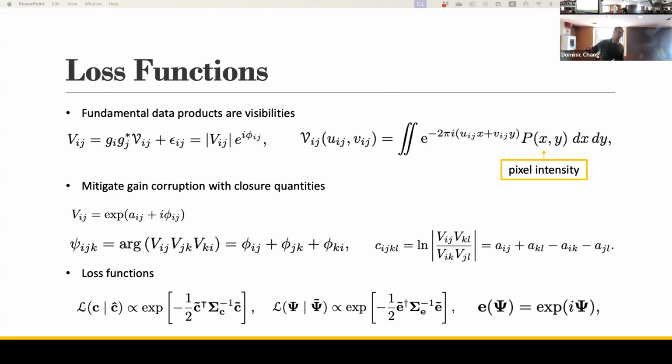So for example, this Gij, you'll get Gij Gj star, Gj Gk star, Gk Gi star, and then you take an argument of that. They will multiply each other. Like you have a complex phase times the inverse of that complex phase, and they just cancel.